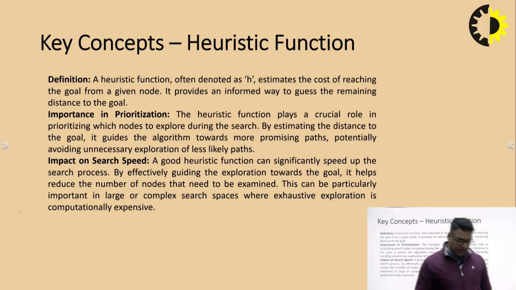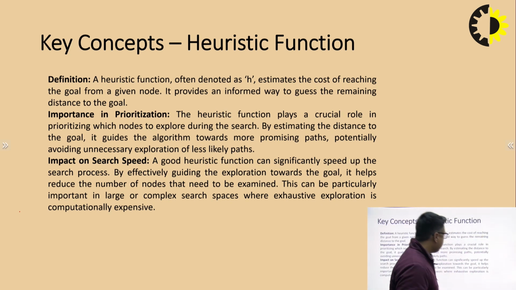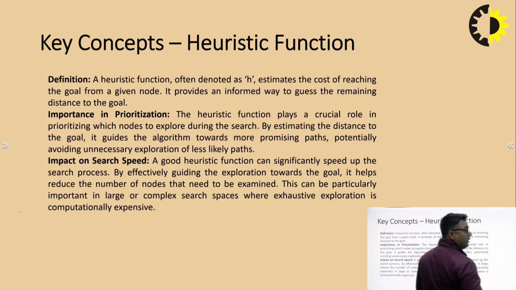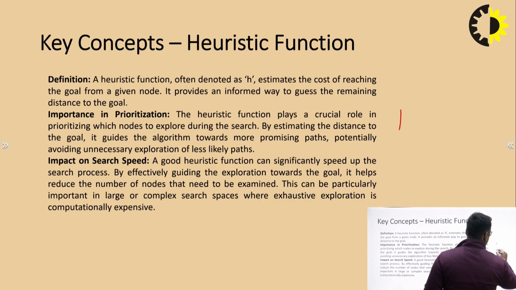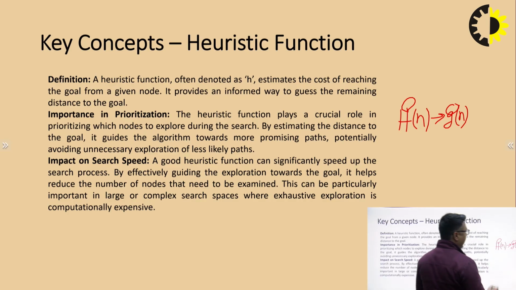Key concept here is the heuristic function. Already I have said that it is a heuristic searching technique, so it is the main function. A heuristic function is often denoted as H. A star search technique depends upon the H factor. That means suppose H(n) and G(n) are related to the heuristic value, and G is the actual cost from the start node to the next node.